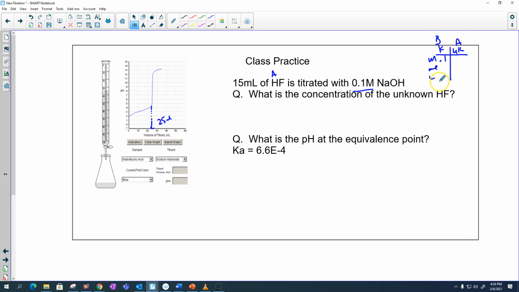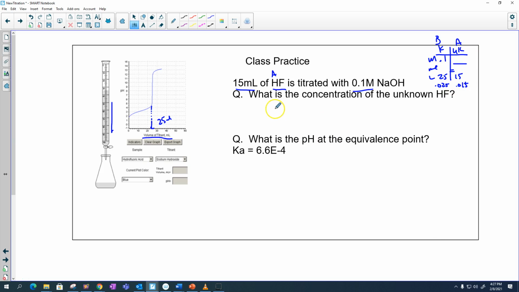My known's 0.1, and how much of my known did I add? That's the stuff that's driving this up. This is the volume of my known: 25 milliliters, 0.025. Then it says I got 15 milliliters of HF. Unknown is my HF. I don't know the pH of it. And this is 15 milliliters, 0.015. A couple things I'll mention about this is that same moles, that my unknown is more concentrated than my known. Same moles in a smaller volume.